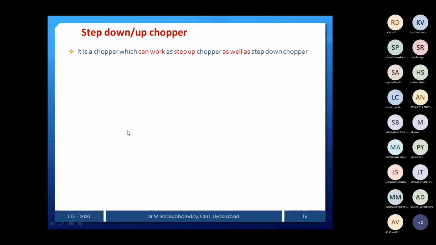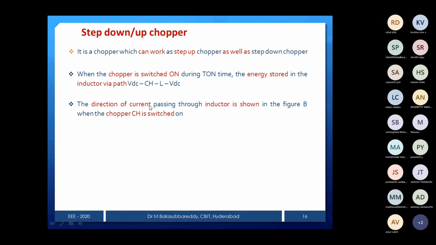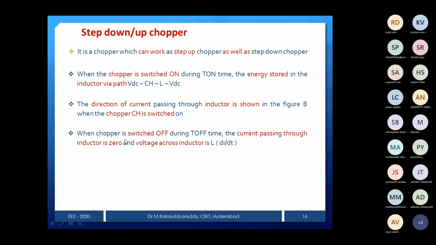Now, as usual in this theory, both step up as well as step down are possible. When the chopper is on, energy is stored in the inductor, and then when the chopper is off, current is passing through the inductor, and during the off time the current passes through the inductor to the 0 voltage across the inductor.